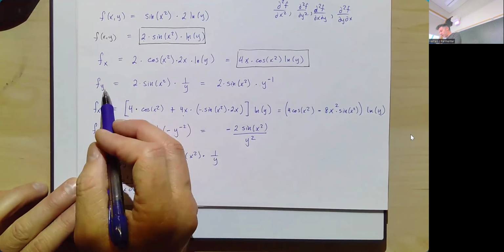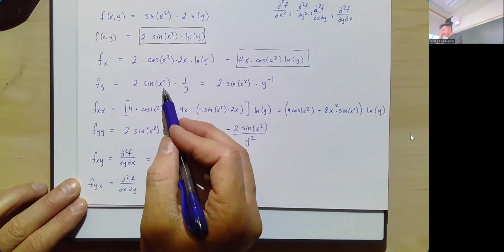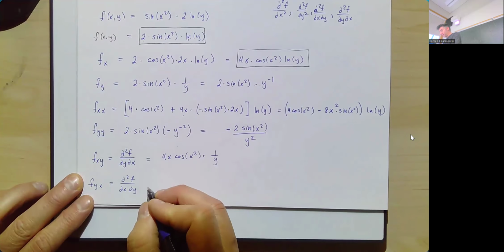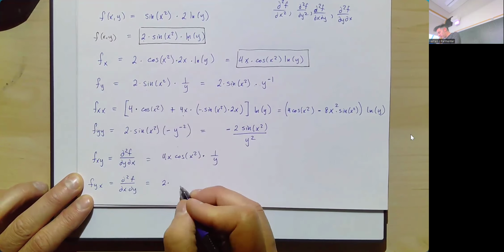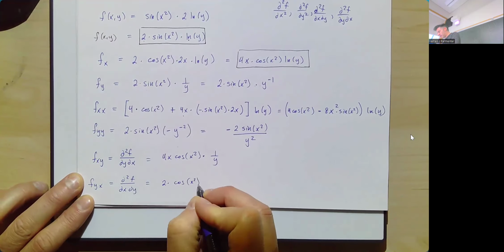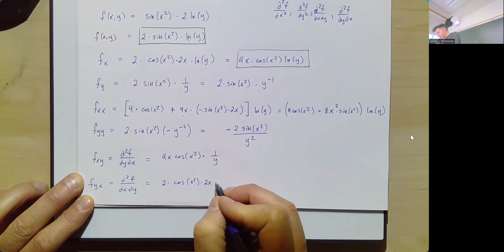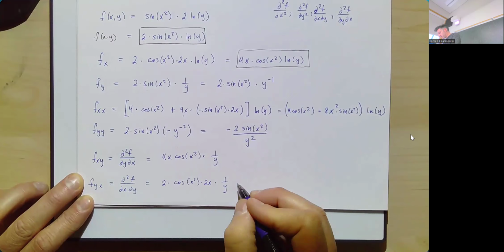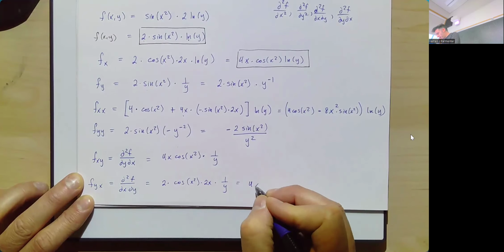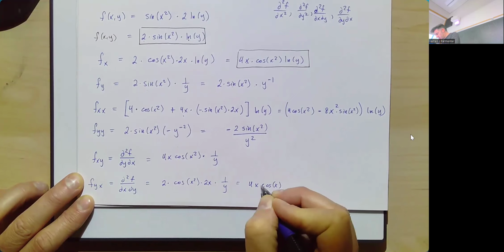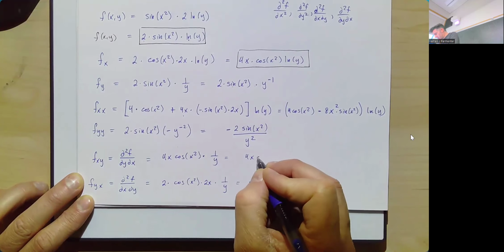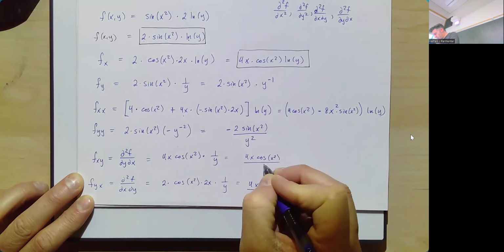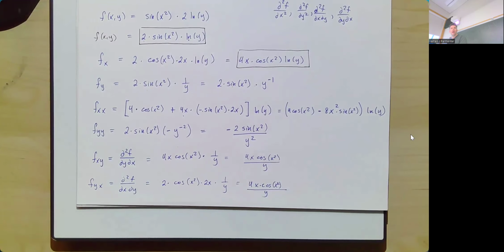But if I'm actually looking at it, I look at fy, I've got 2 sine of x squared times 1 over y. So the derivative of that with respect to x is going to be 2 times the derivative of sine of x squared, which is cosine of x squared times the derivative of x squared, times the 1 over y that's hanging out. And yeah, that's the same. That's going to be 4x times cosine of x squared all divided by y, which is probably how I'd write this one as well. And those match, which is great. They should match, unless your function is super funky.